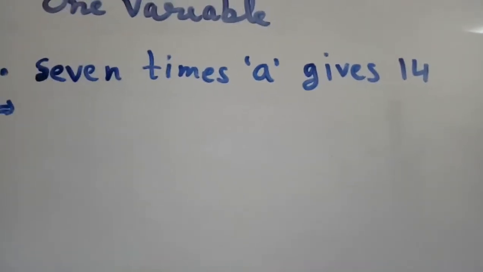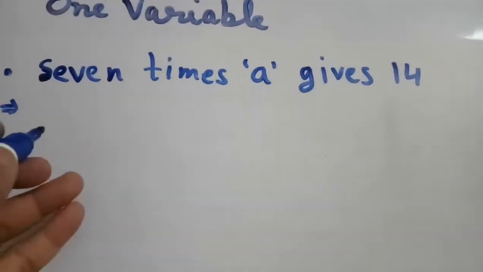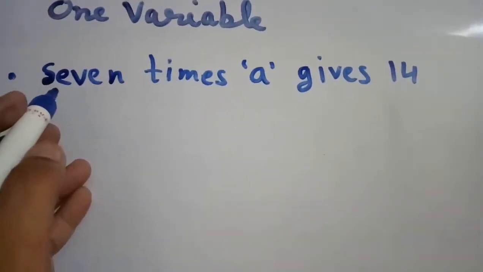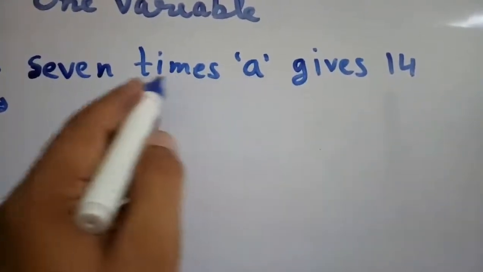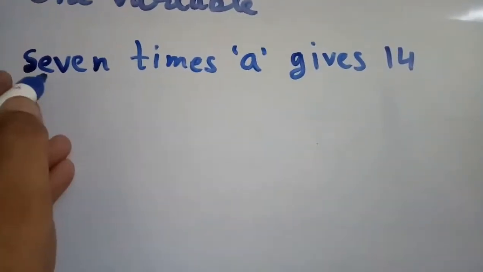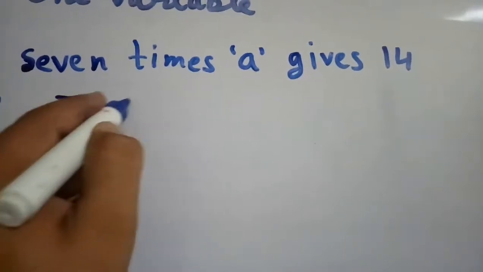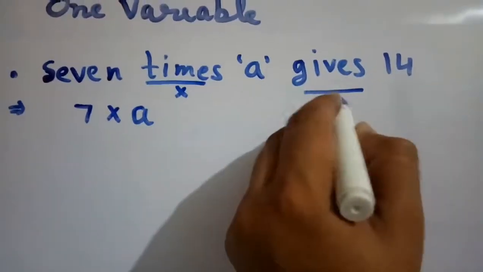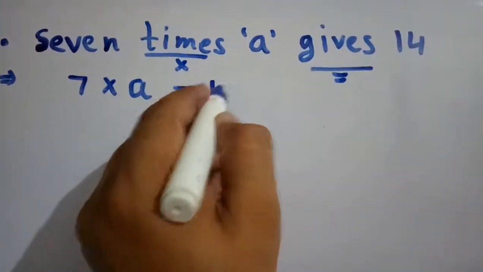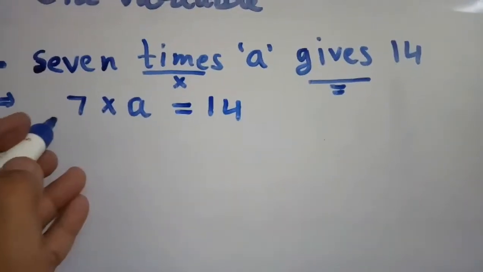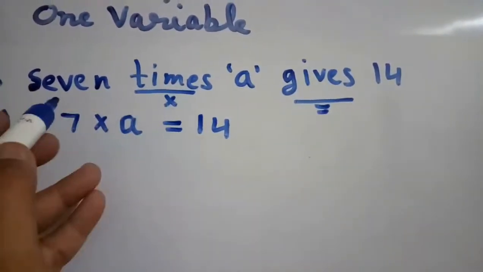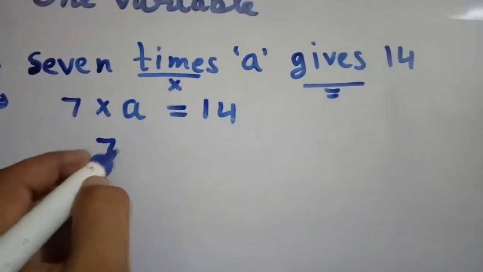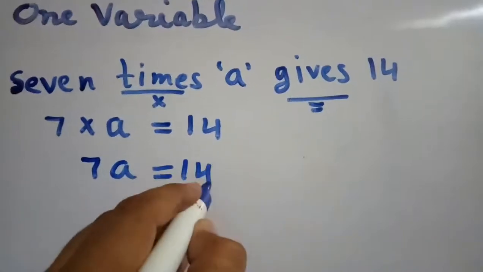So student, how can we frame a linear equation from the given statement? In this statement, read carefully. 7 times a. In place of times we put multiply, the number 7 times a. In place of gives we put equal. So this is a linear equation in one variable from the statement. 7 times a gives 14. This is written as 7a is equal to 14.